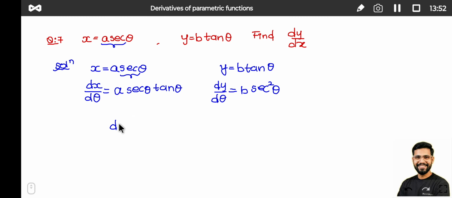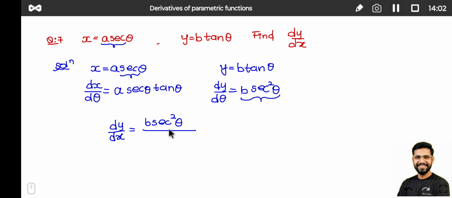So our dy by dx value will be, in the numerator, derivative of y, which is b sec square theta, and in the denominator derivative of x, which is a sec theta into tan theta.